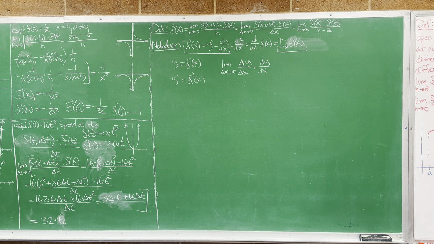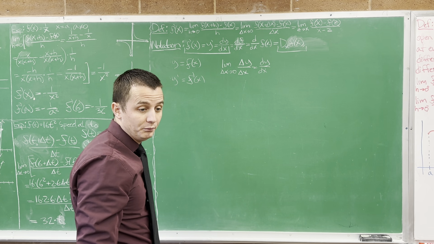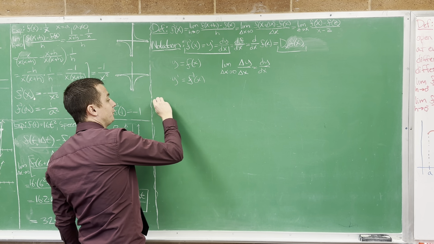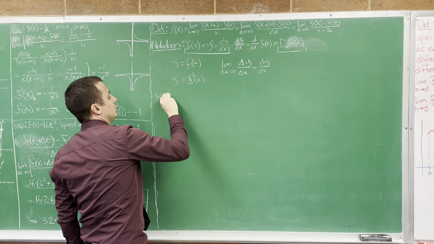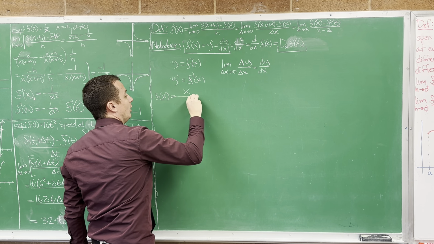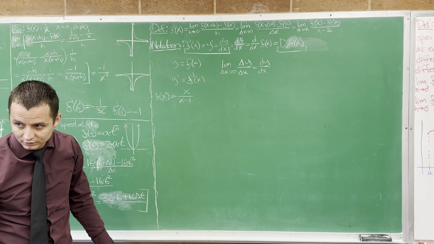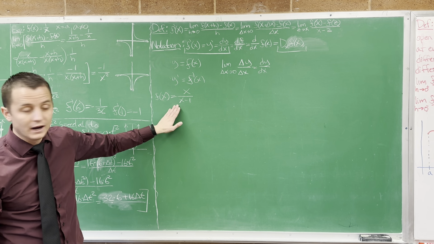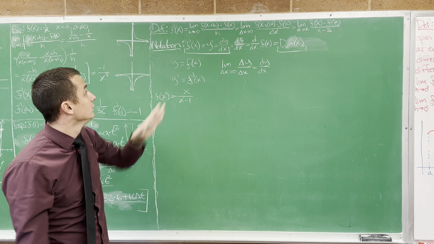All right, so let's go through the next section's examples, and then one little theorem, and then we're done. So the next thing the author wants us to do is differentiate f of x equals x over x minus 1. Now what does it mean when it says differentiate it? It means find the derivative. Same thing. So we're going to find the derivative of this.